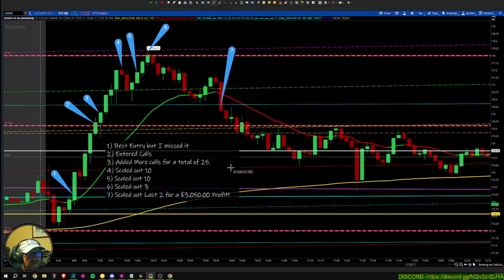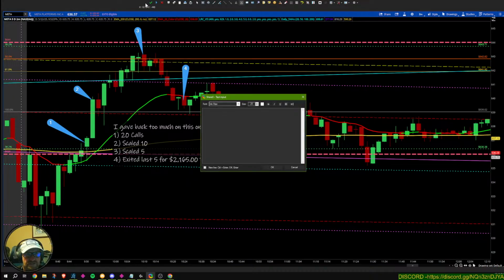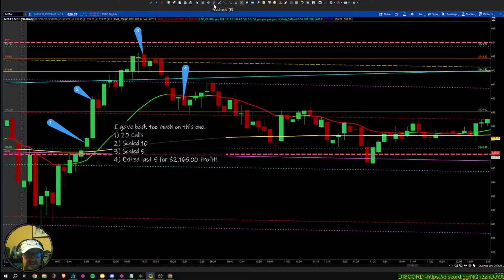Last trade was Meta. Meta was a really good trade, very good entry, very clean entry. This is one of those just textbook entries with my strategy. Came down to my LRCs, saw pressure pushing up, got above the cyan. I don't like to trade unless I'm above the 20 and the 200. Got a close above the 20 and the 200 right there. Entered on this candle, entered 20 calls.